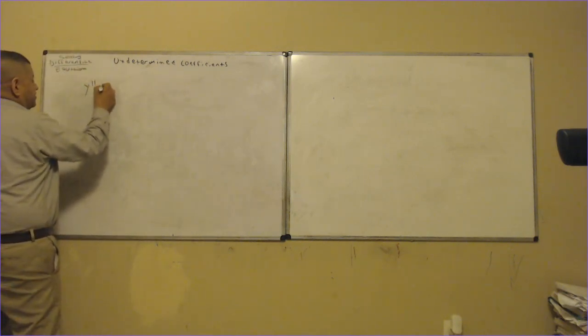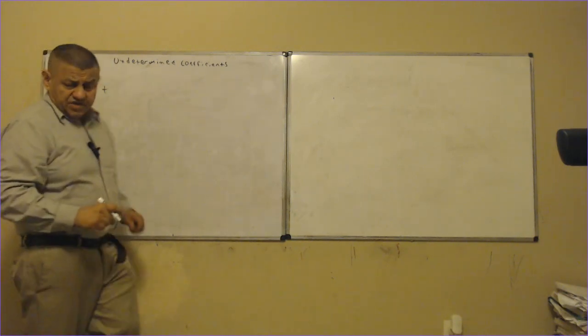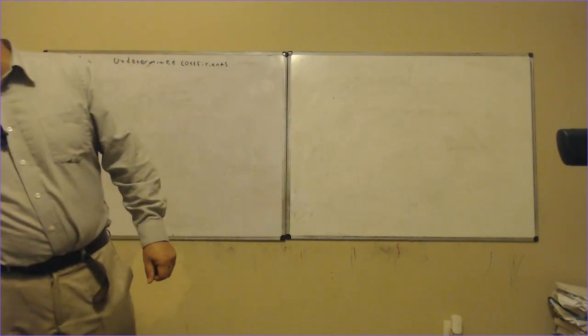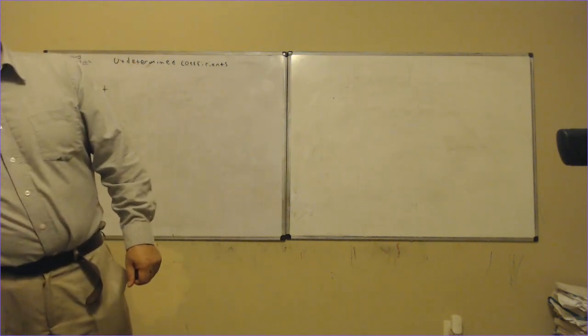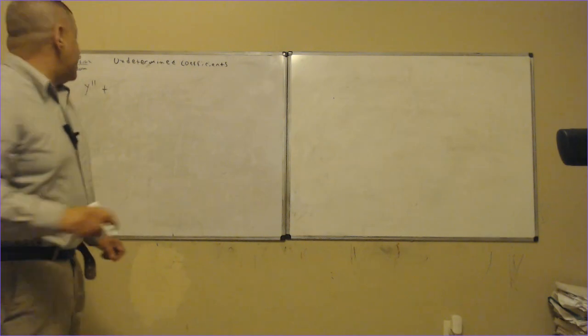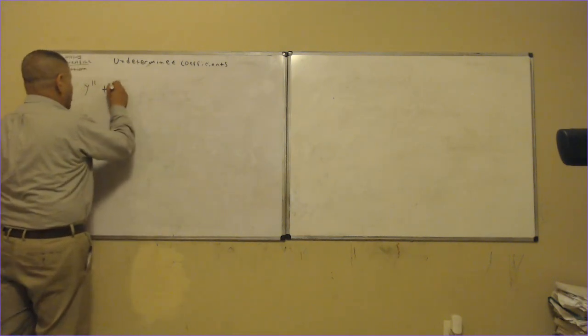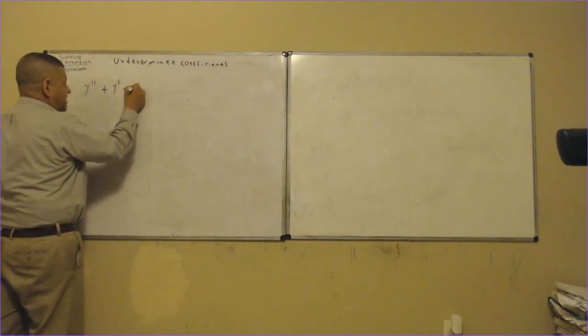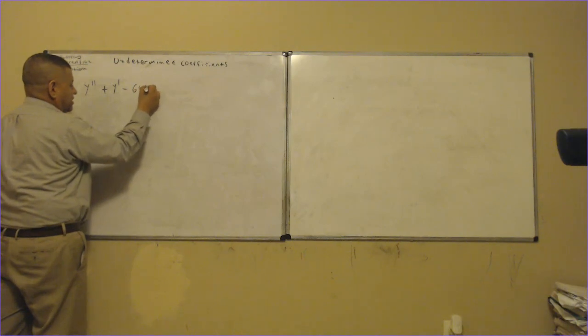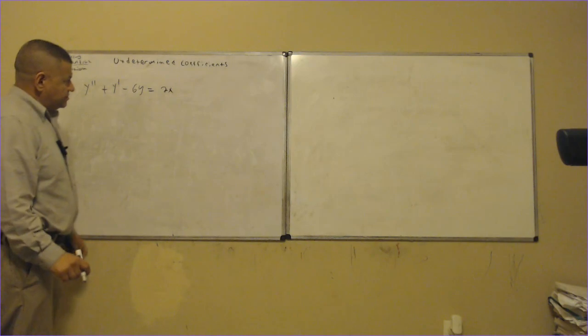y double prime plus y prime minus 6y equal to 2x.